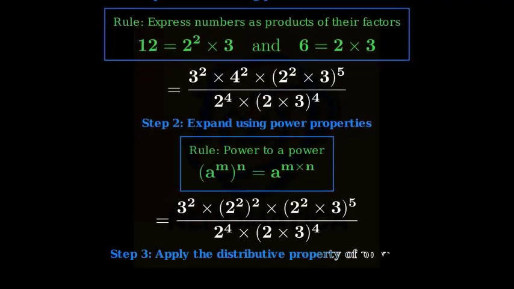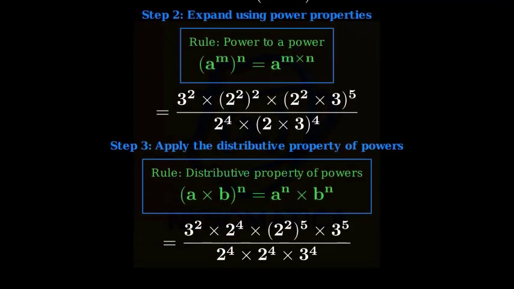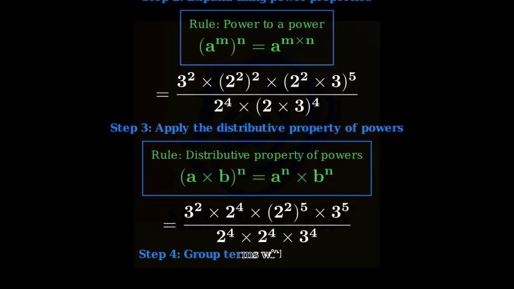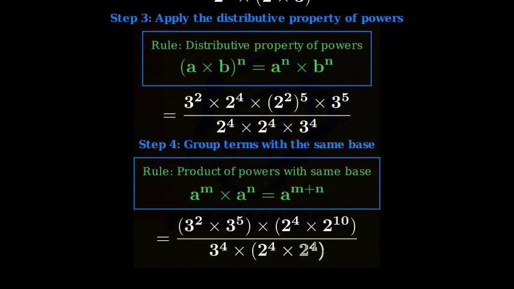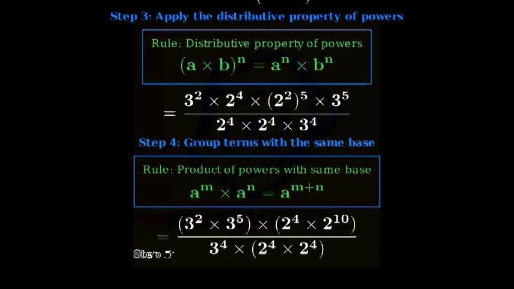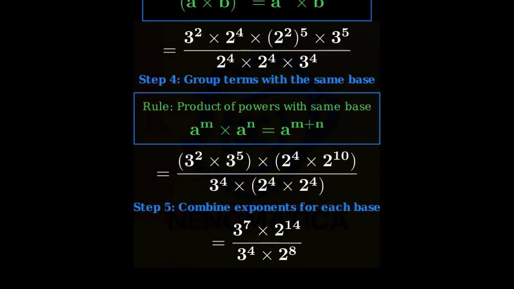Next, we'll apply the distributive property of exponents. When we have a product raised to a power, each factor in the product is raised to that power. This helps us separate the terms with the same bases. Now, we'll group the terms with the same base and then combine the exponents. For terms with the same base, like 2 and 3, we can add their exponents when multiplying and subtract exponents when dividing. Let's combine the exponents. 3 to the power of 2 multiplied by 3 to the power of 5 gives us 3 to the power of 7. Similarly, we combine the other exponents.